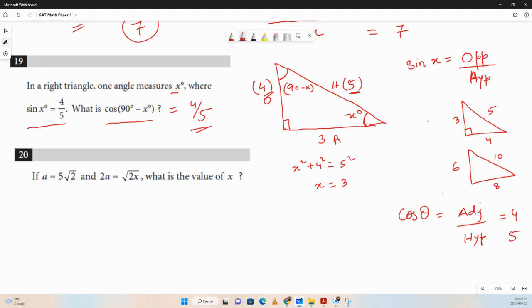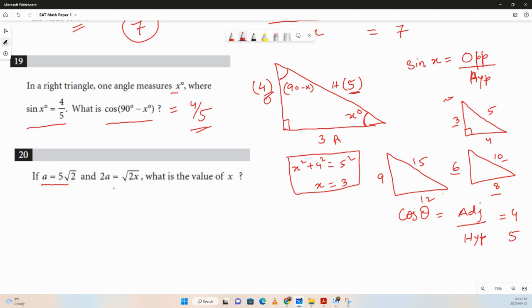And if you can remember this ratio, you don't have to do this calculation, and you can directly write. If you see 4, 5, you can write 3. If you see 3 and 4, you can write 5. If you see 6, 8, you can write 10, and so on and so forth, right? So you can write it as 9, 12, and 15. So anytime you see a multiple of 3, 4, 5, you for sure can write it as a right angle triangle.